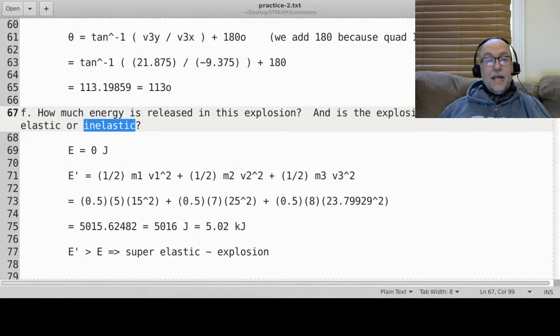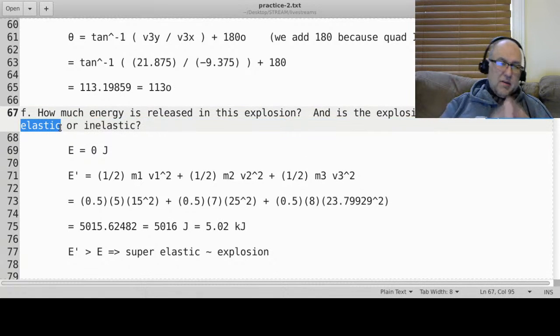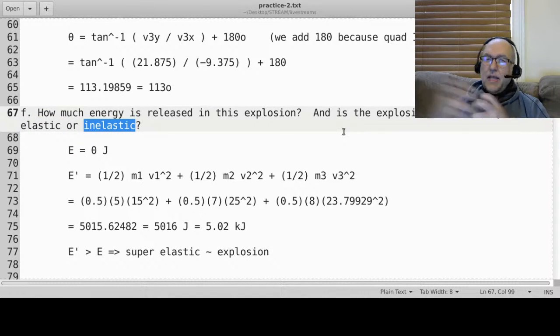All right, basically in an explosion, it's super elastic because you've got no energy or little energy before, and then you've got lots of energy after. Collisions where things stick together are inelastic, because in sticking together, there's a lot of friction, and that's where the energy goes.